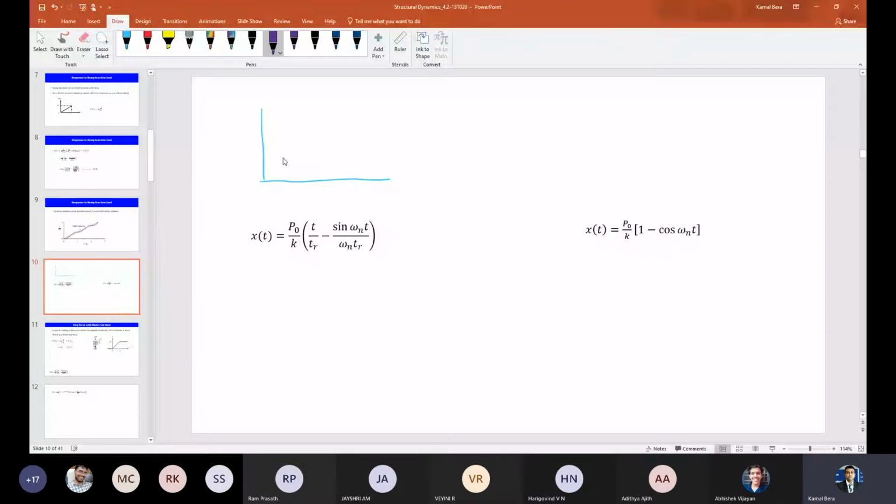Ramp loading, right? Ramp type of loading with a rise time, we are truncating it at TR, the amplitude of P naught. So this is P(t) versus time t, and another load that we have considered. So this is a step load. So it is suddenly applied and it remains the same. Okay, so that is P naught. And we have seen that the responses due to this ramp loading is obtained as this.